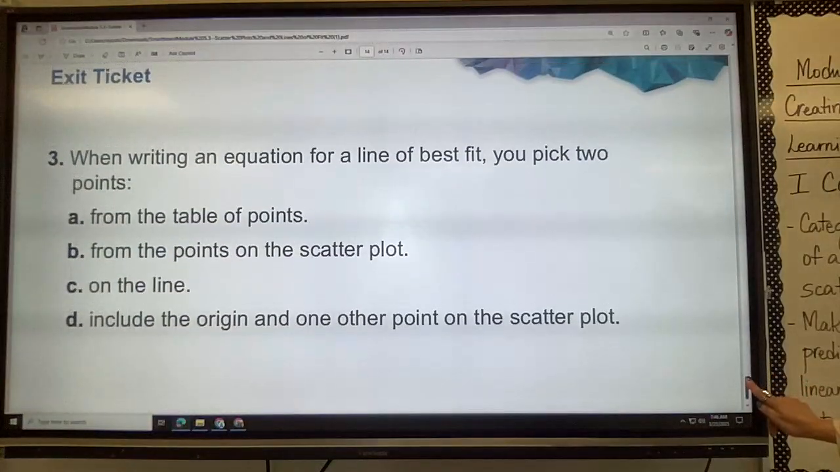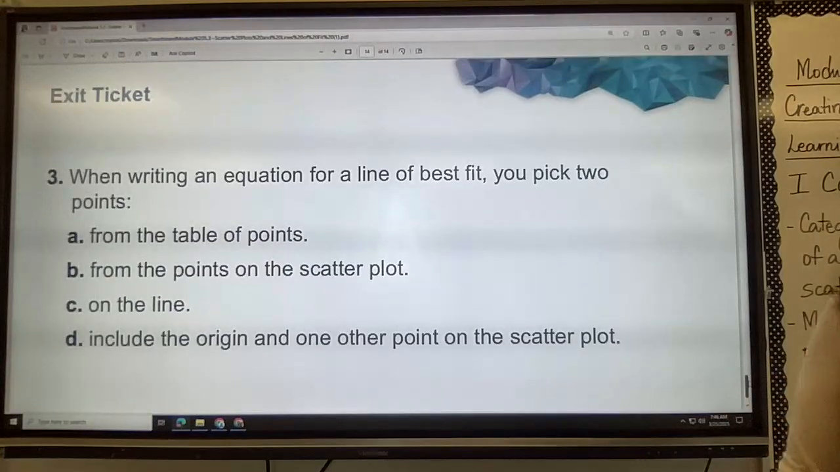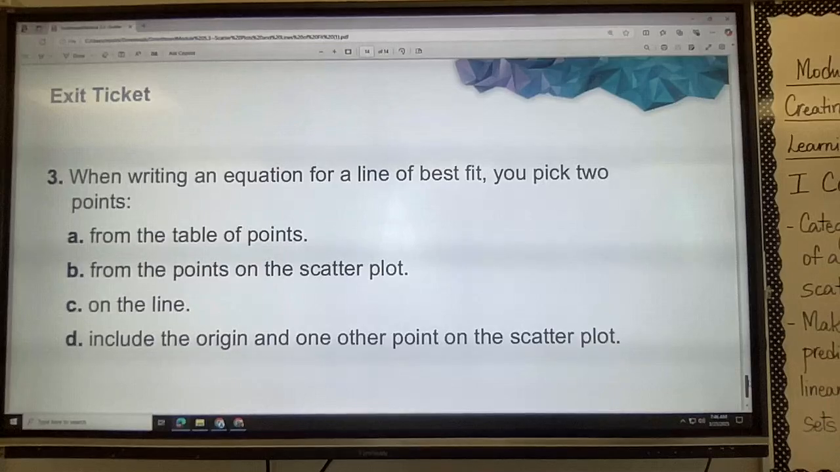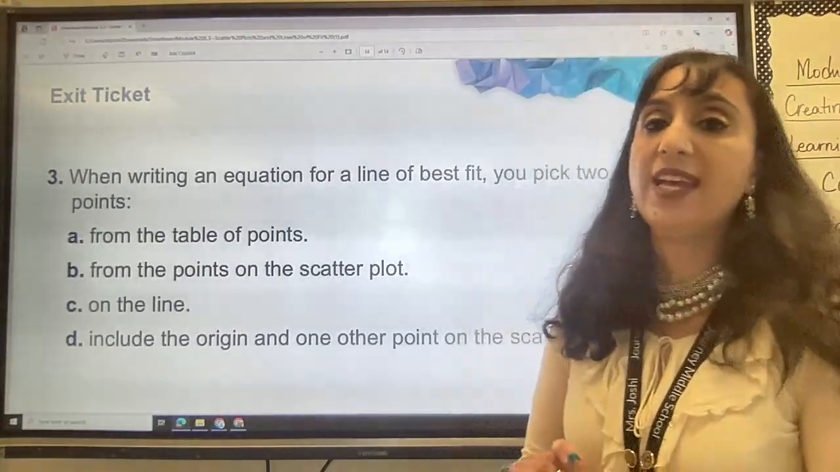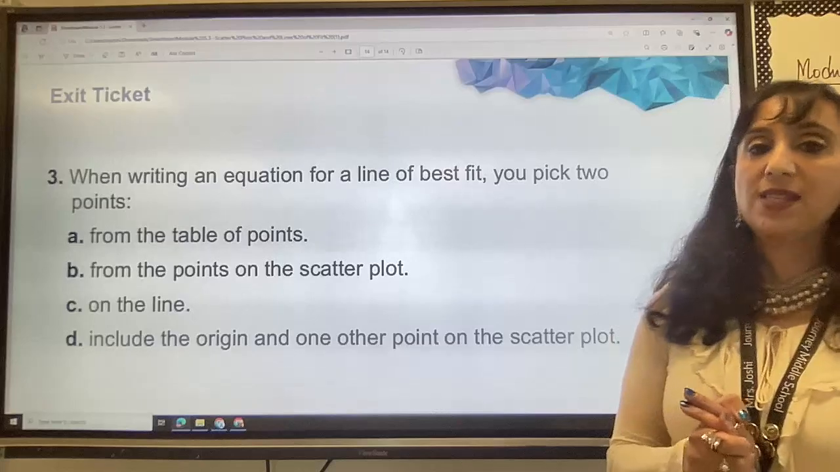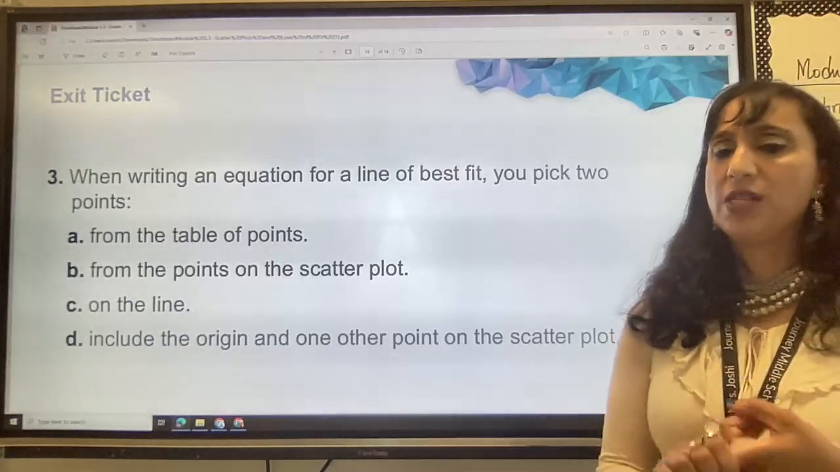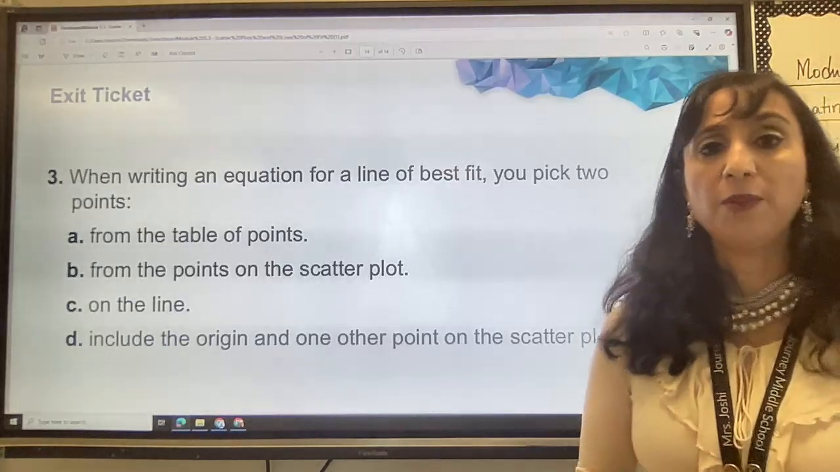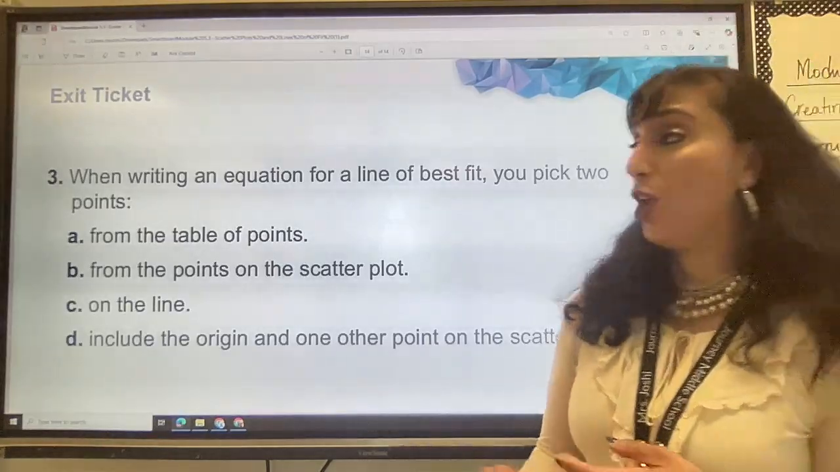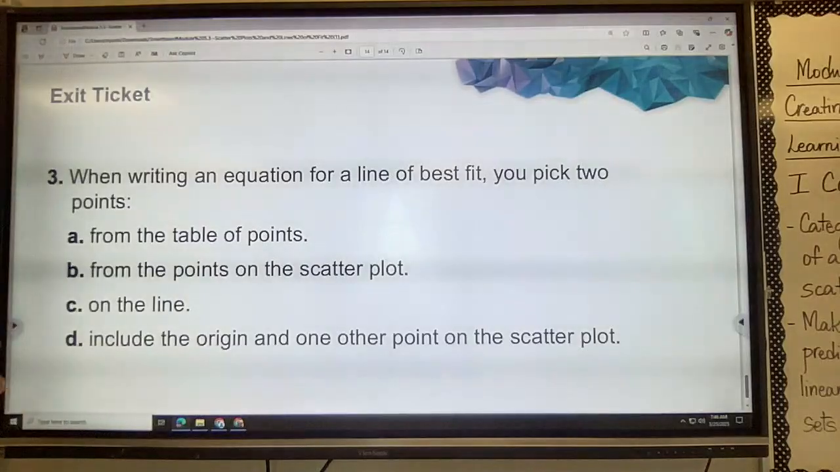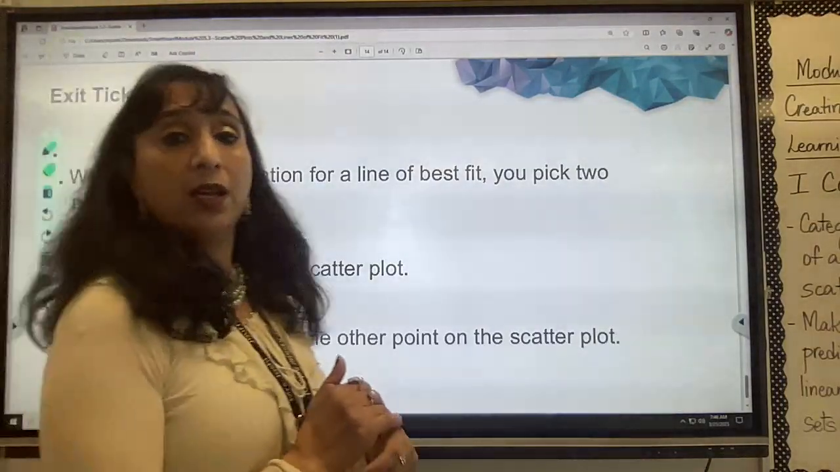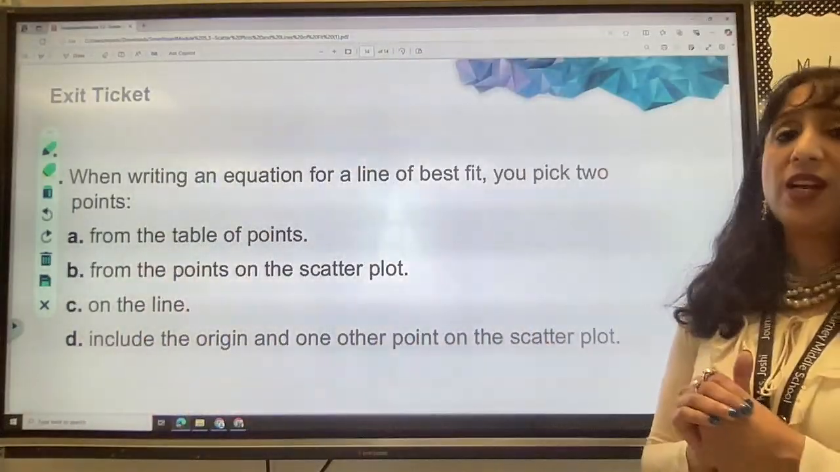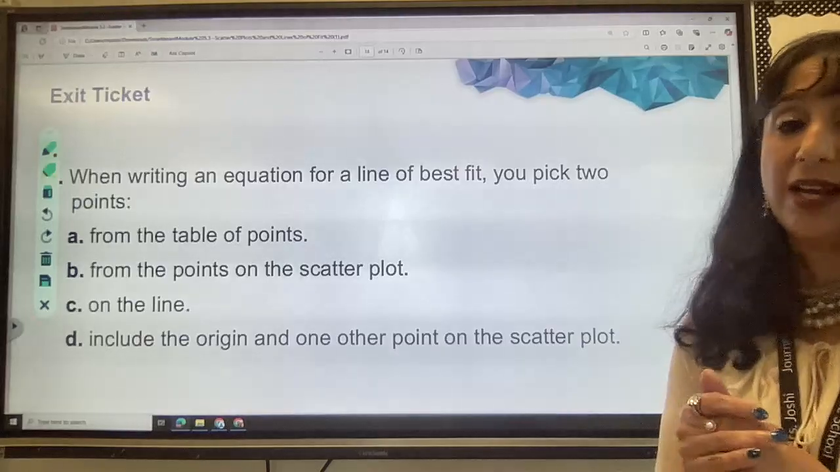And over here, if I am looking at this, we're talking about when writing an equation for a line of best fit, you pick 2 points. Are they from the table of points? Are they from the points on the scatter plot? Do you pick points from the line? Or include the origin and one other point on the scatter plot?